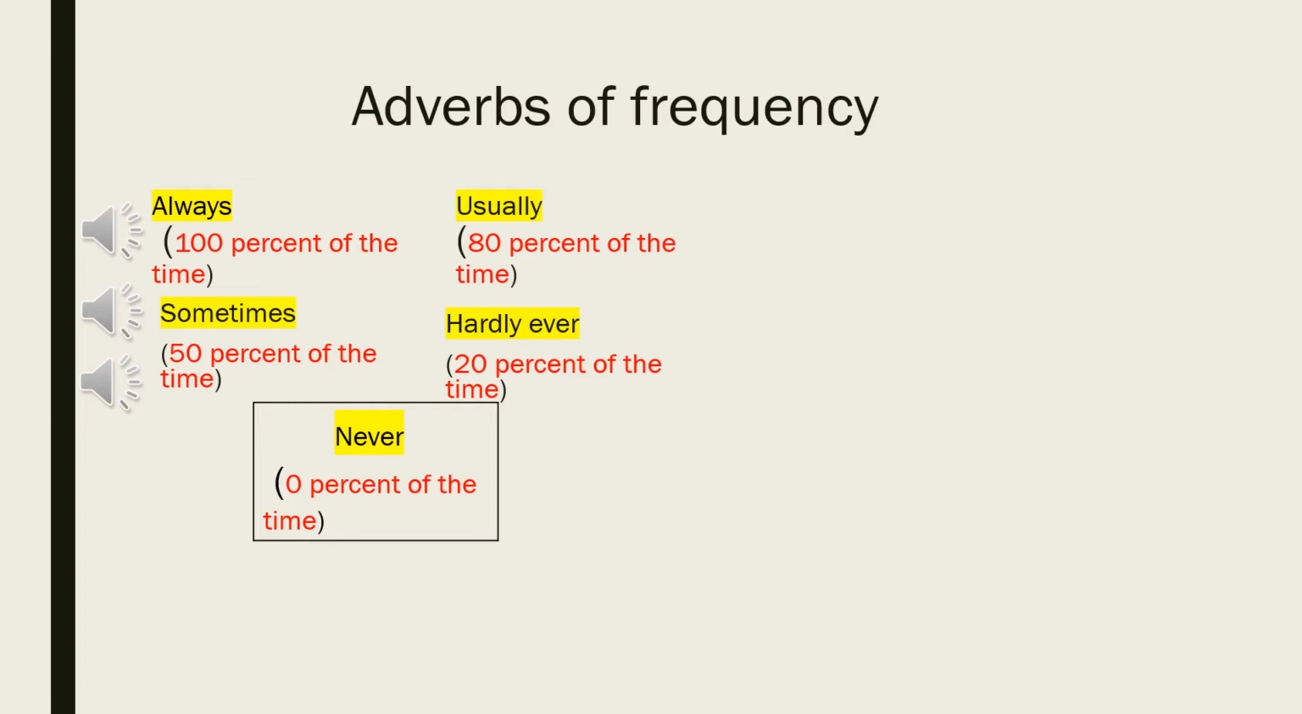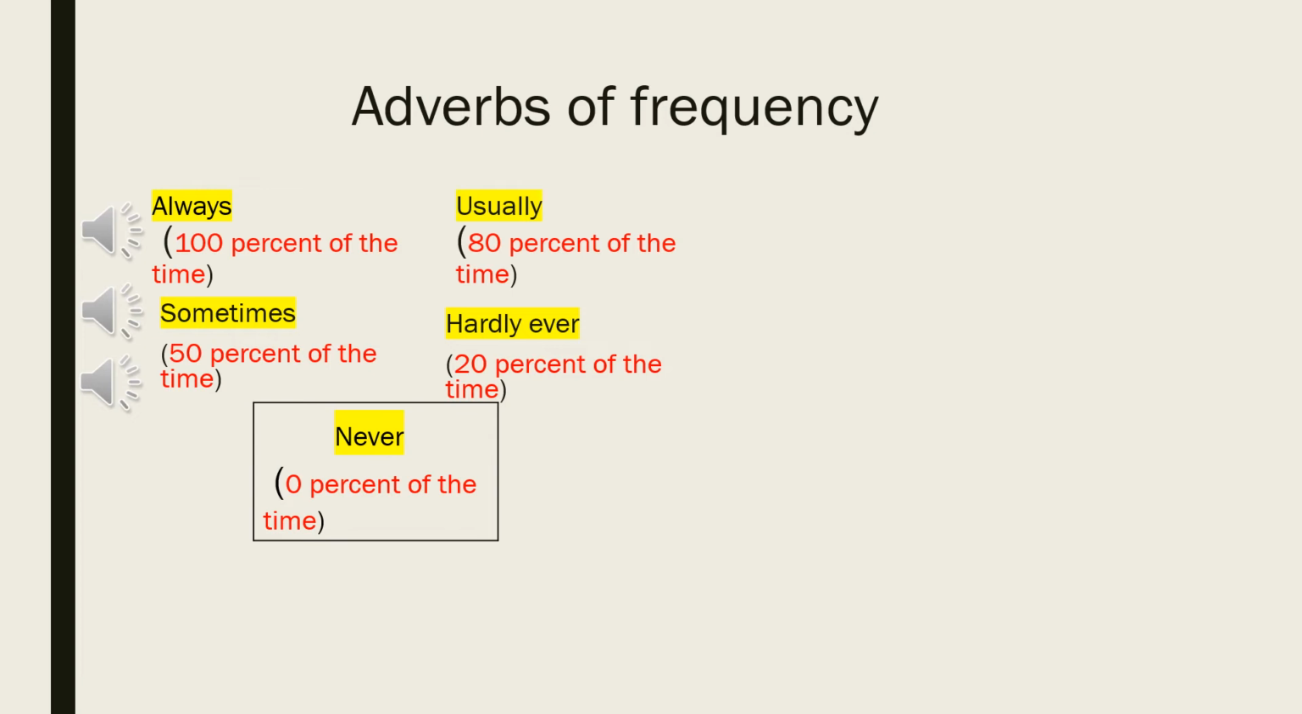Okay, students, so the adverbs of frequency on my slide, as you can see, are always, usually, sometimes, hardly ever, and never. The word always is used in a sentence for the things which you do every day. Let's say it's 100% of the time. And the opposite, the thing which you never do, you would say 0% of the time.